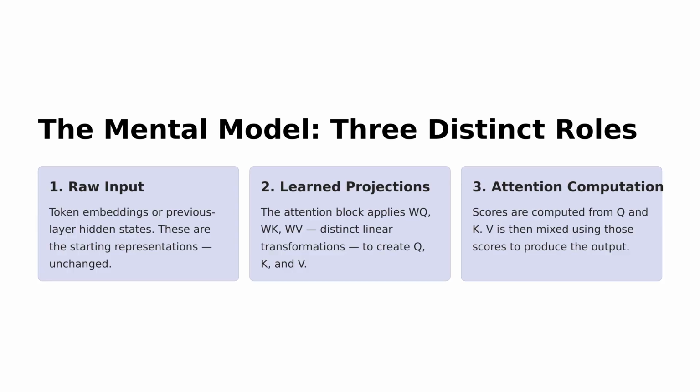Here's the key mental model. Attention involves 3 distinct roles. First, we start with the raw input, like token embeddings or hidden states from the previous layer. Those are the original representations. Next, the model applies 3 learned linear projections, WQ, WK, and WV, to produce queries, keys, and values. Finally, attention scores are computed from queries and keys, and those scores are used to mix the values into the output.